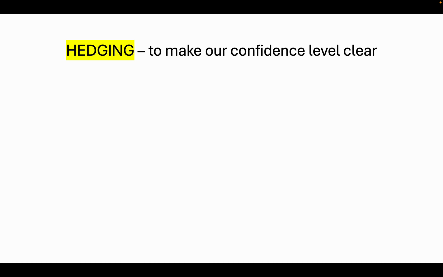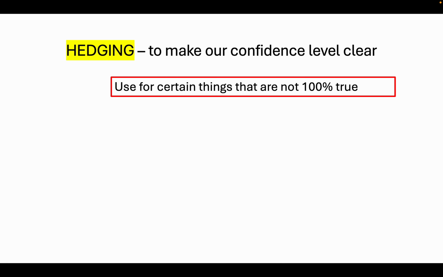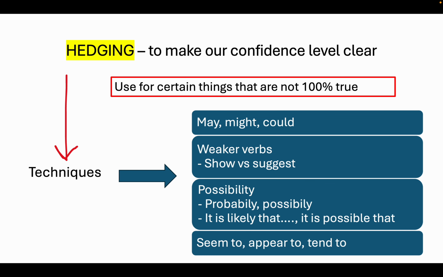Another thing that I think is important in the discussion is hedging. Hedging is used to make our confidence level clear, because we want to say something that is not 100% true. So hedging has some techniques that you can use. For example, when you want to say something that you are not sure about, you can use may, might, could, or even some weaker verbs. For example, you want to say show, but instead you can use suggest, so it weakens the verb.